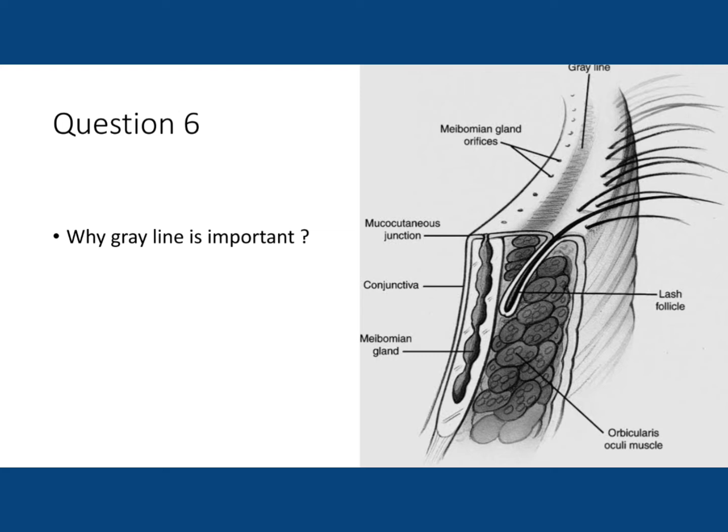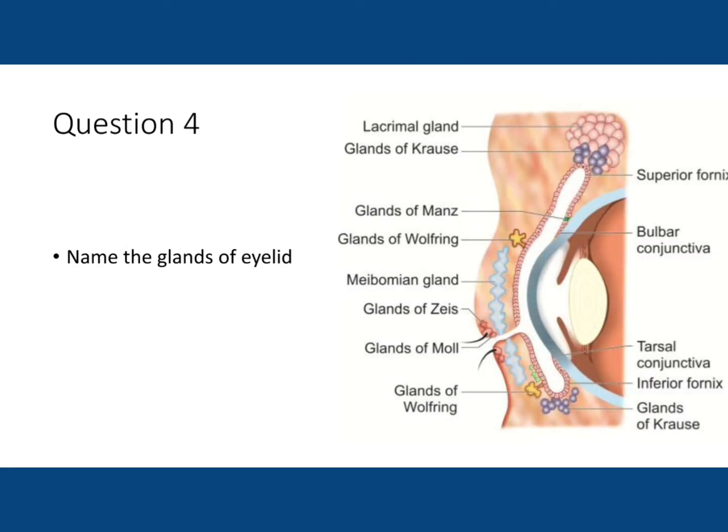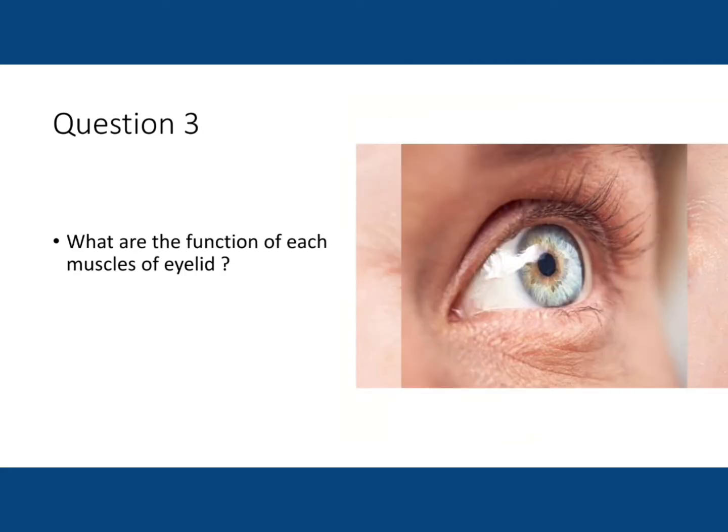What is the normal position of upper eyelid? Normally the upper eyelid covers 2 mm of the upper cornea, and the lower eyelid just touches the limbus. That is the normal position of eyelid.